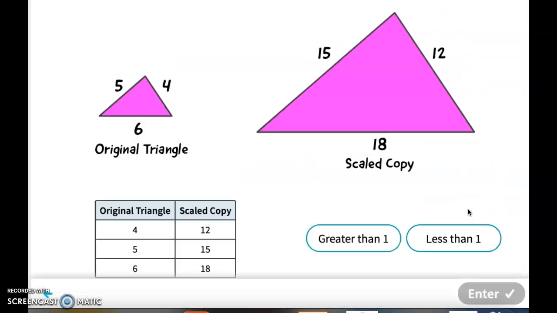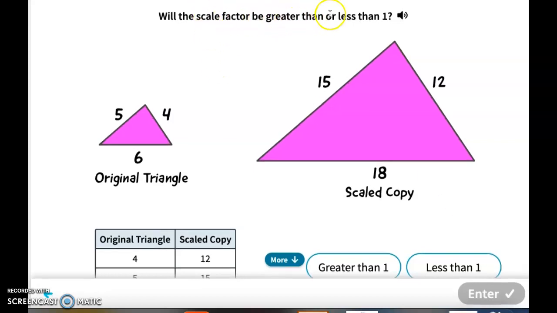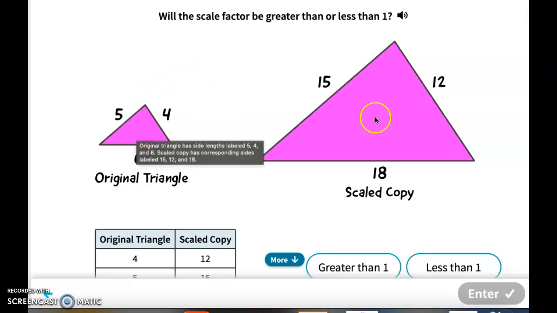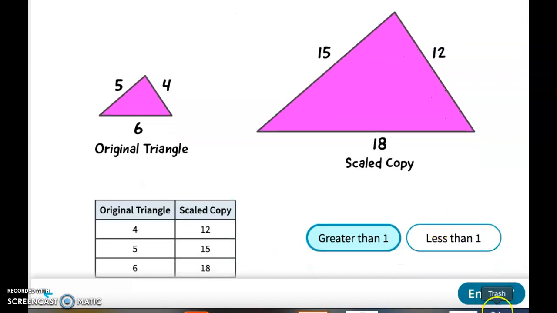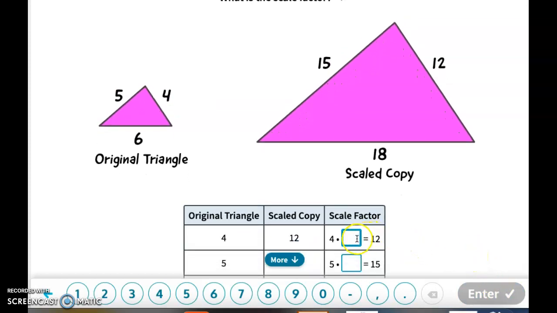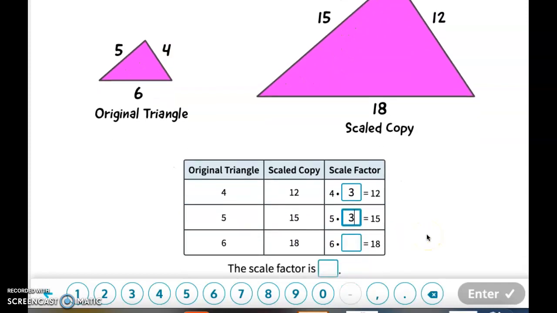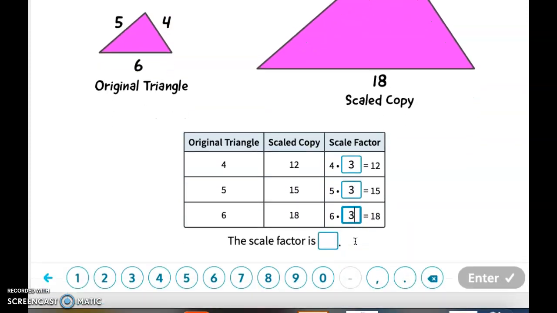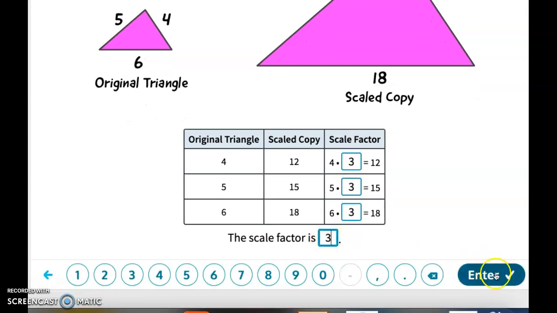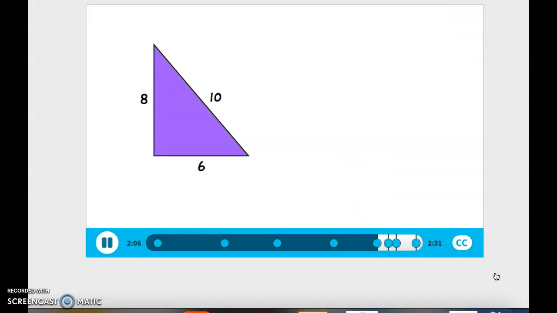All right, now, will the scale factor be greater than 1 or less than 1? Aha, we remember this. Since this got bigger, it's going to be greater than 1. Yay, we're right. Now, what number did we multiply by? 4 times what gives me 12? Or you could ask, what's 12 divided by 4? The answer is 3. And it should be 3 all the way down because the scale factor is the same for the whole shape. Ta-da! Try another one.